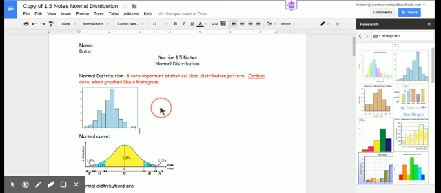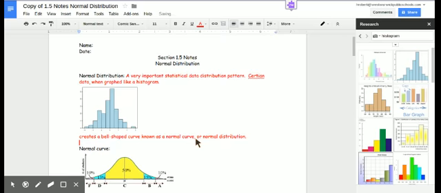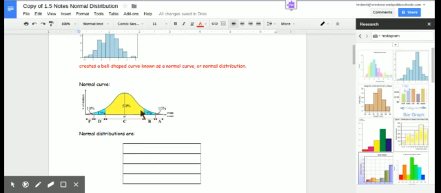So certain data when graphed like a histogram. And then I'll just keep on adding to my sentence. So creates a bell-shaped curve known as a normal curve. So the histogram example does not make that normal curve. And we're also going to call it normal distribution. So this is what the normal curve looks like. Another word for the normal curve is a bell curve. Okay.